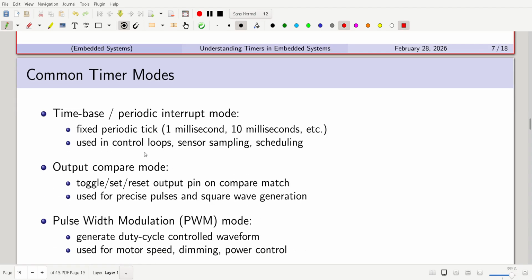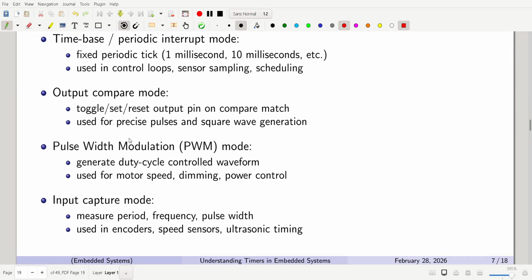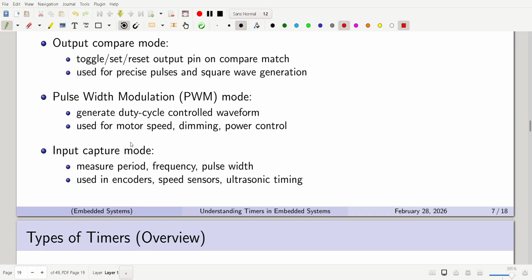Common timer modes: time base, which we already discussed, I just wrote down here in one slide. Pulse width modulator, we already discussed. It generates a duty cycle control waveform used for motor speed and dimming, like LED light, where we control how much time it should be on. And input capture mode measures period, frequency, and pulse width, used in encoders, speed sensors, and ultrasonic timing.